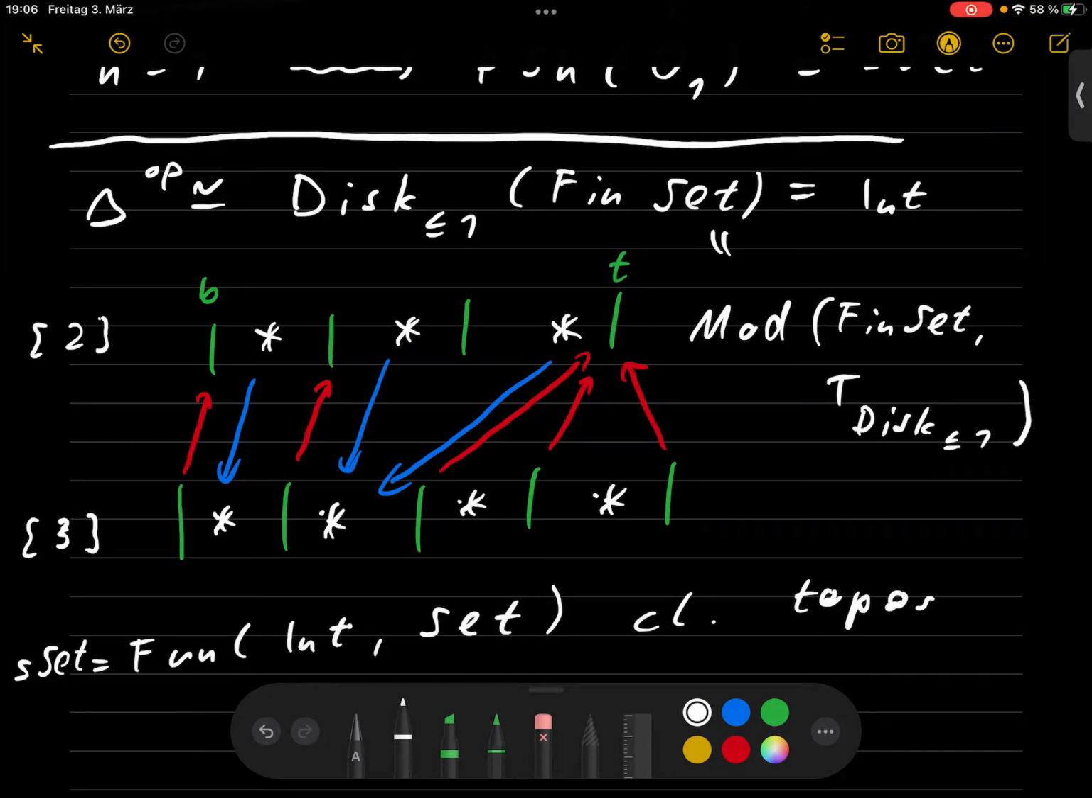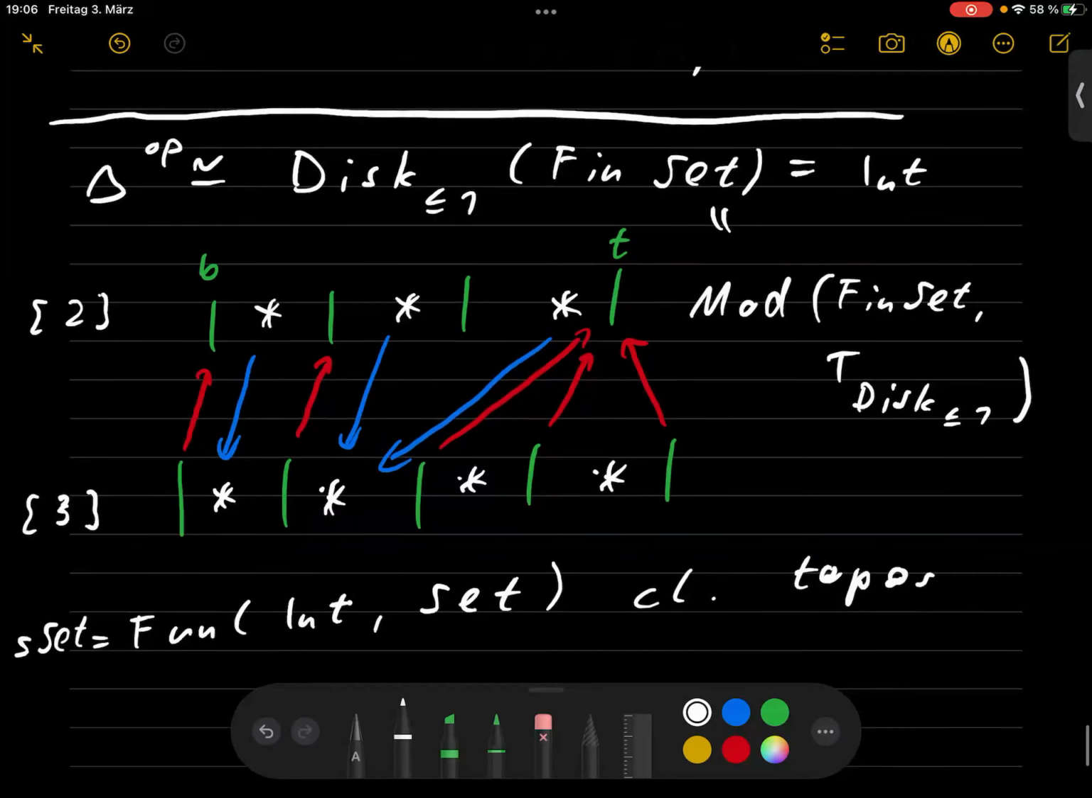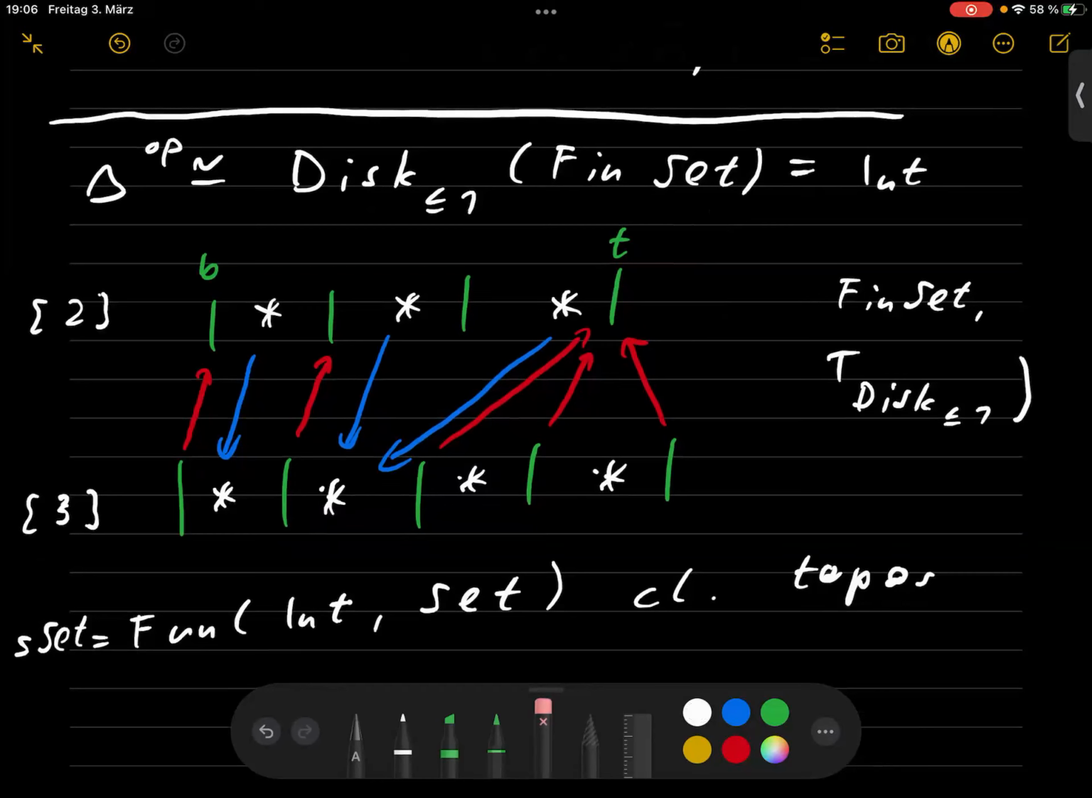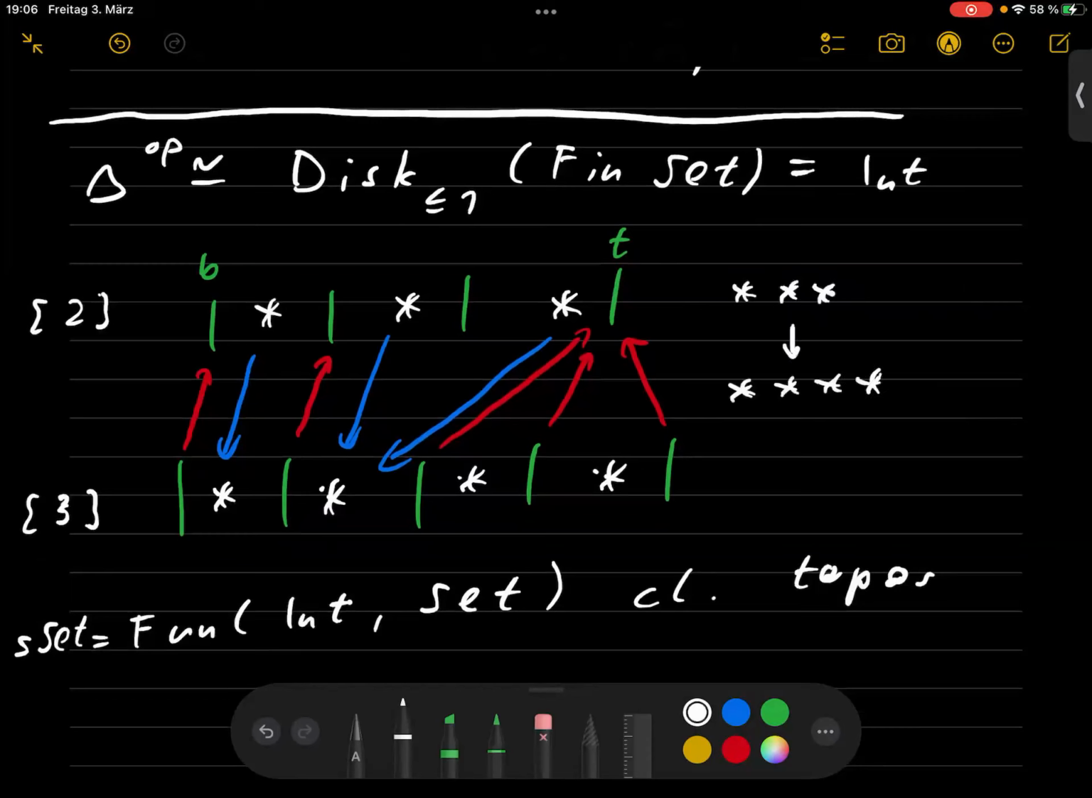Okay, and in this picture, we have green objects and white objects. And so what is the relationship between them? So this here is the morphism in delta, and the green morphism is the corresponding morphism in intervals.